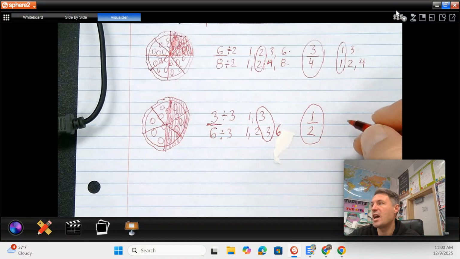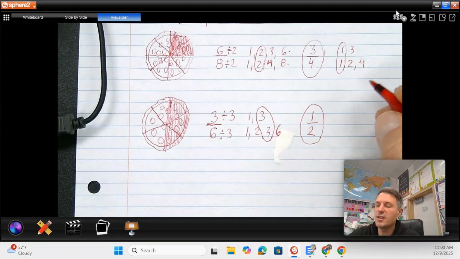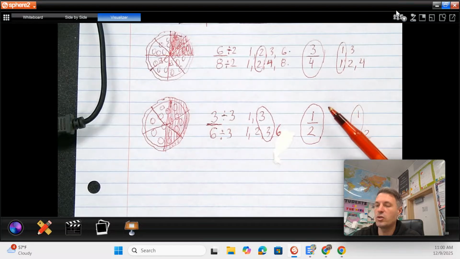And how do we know 1/2 is in simplest form? Because if we list the factors of 1, it's just 1. And if we list the factors of 2, they're just 1 and 2. And the only number that's in both lists is the 1. So 1 is the greatest common factor for the numerator and the denominator of 1/2.